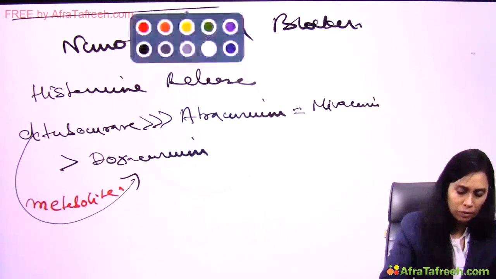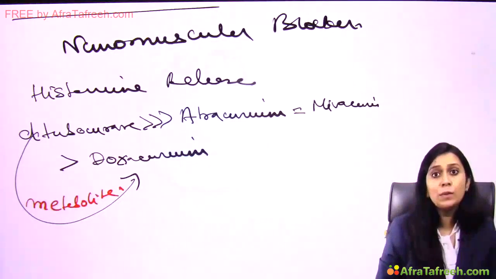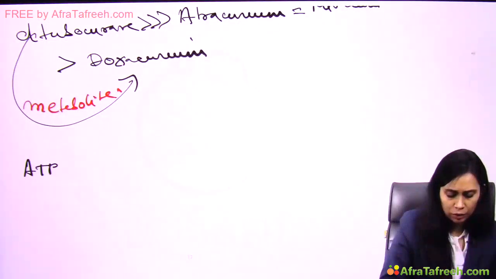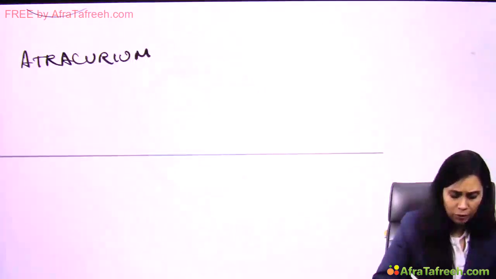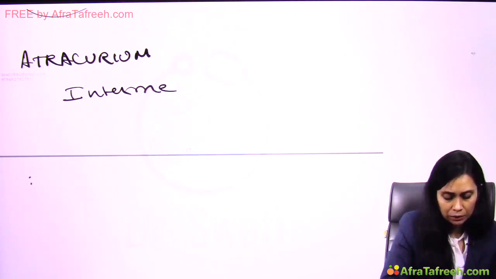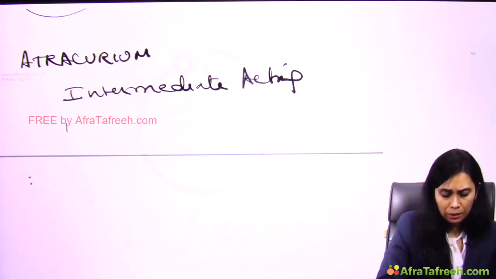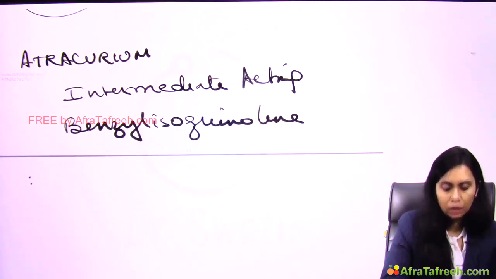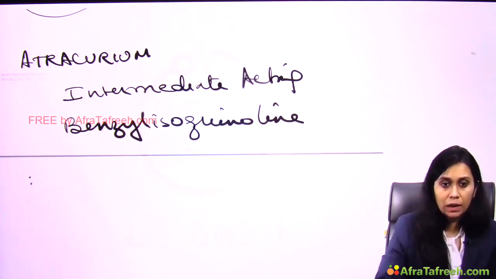Now comes the next neuromuscular blocker, very important from exam point of view: atracurium. Now, what are the points of atracurium which we know? We already know a few points of atracurium, right? We know that it is an intermediate duration acting benzylisoquinoline.